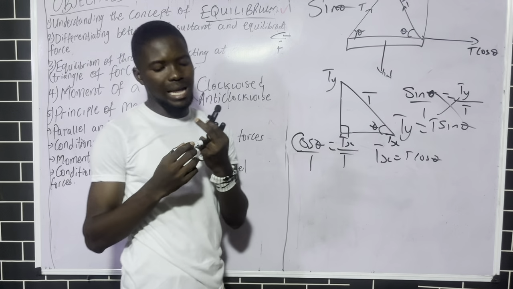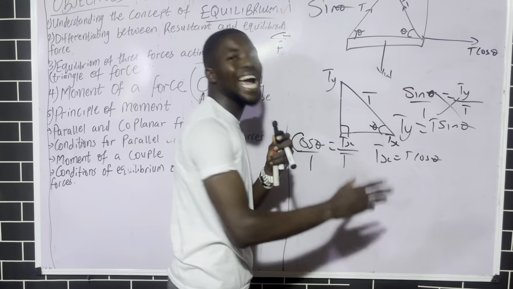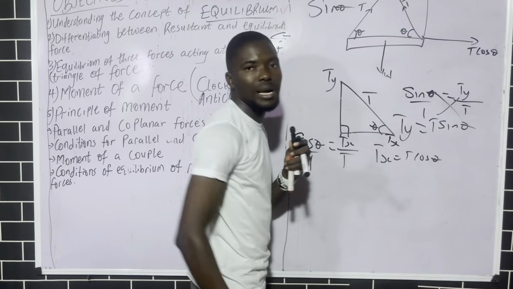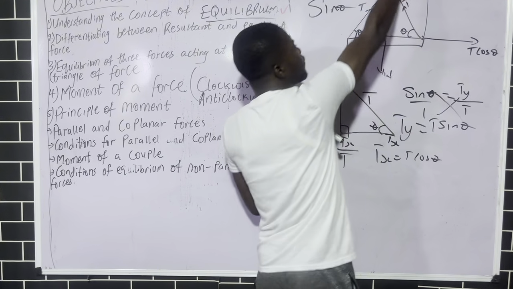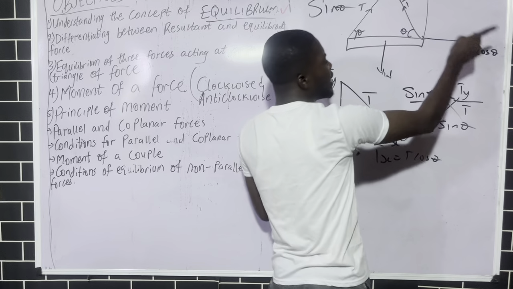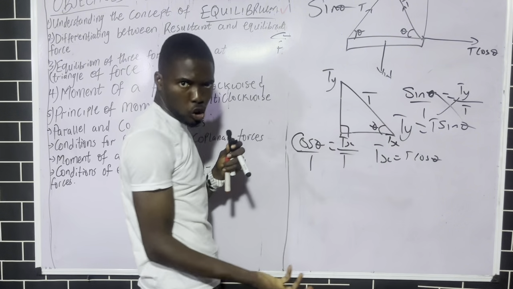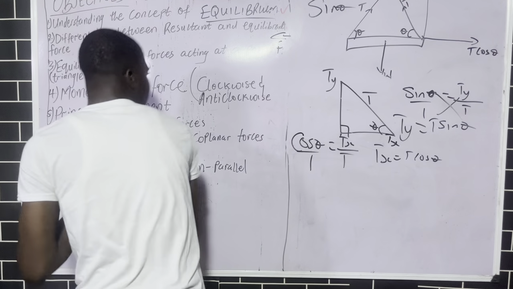This was why I stated that as long as your angle is to the horizontal, anything to the vertical direction is sine theta. Anything to the horizontal is cos theta. So if I resolve my T to the vertical and to the horizontal, I will have T sine theta here, T cos theta here, which I have just shown us here. Do you get now? Good. So let's move on.